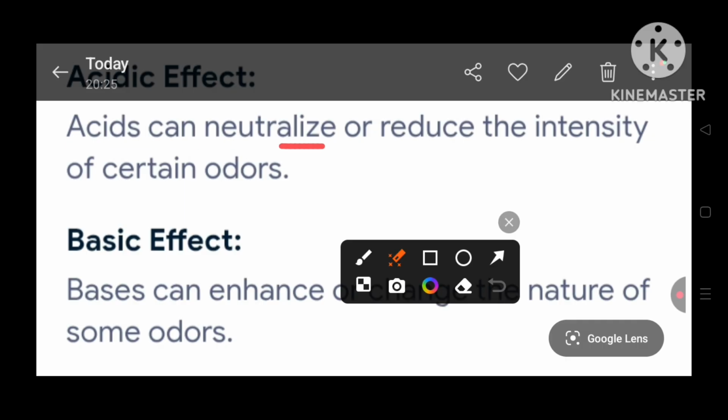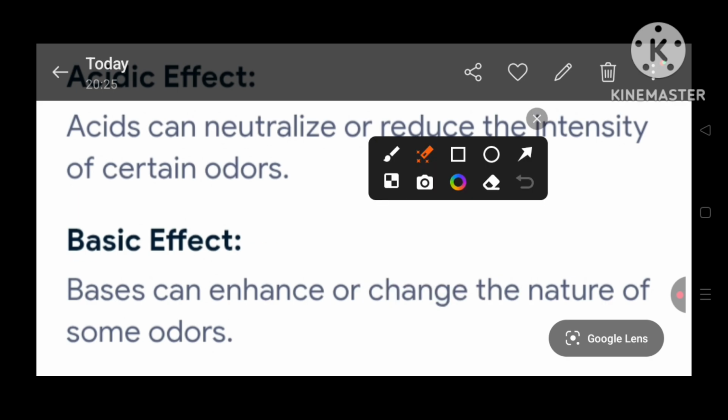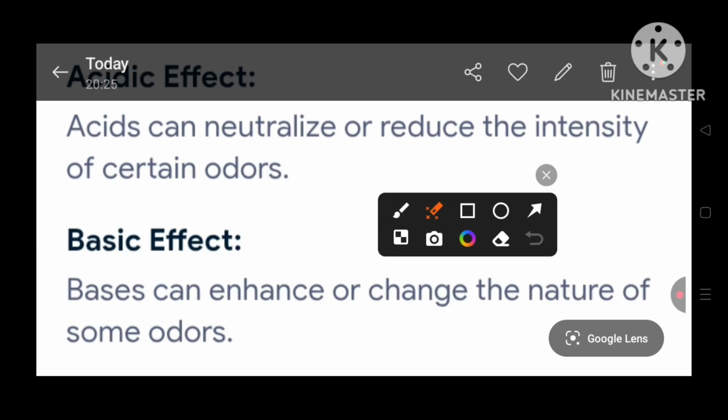If the sample provided to you is acidic in nature, the acidic effect is that acids can neutralize or reduce the intensity of a certain odor. Suppose the onion strip has some odor, then the intensity of this odor gets reduced. And the basic effect: bases can enhance or change the nature of some odors. If the onion strip has a certain amount of odor, then the odor gets enhanced in intensity or changes in nature. This is the acidic and basic effect we can get with the help of olfactory indicators.